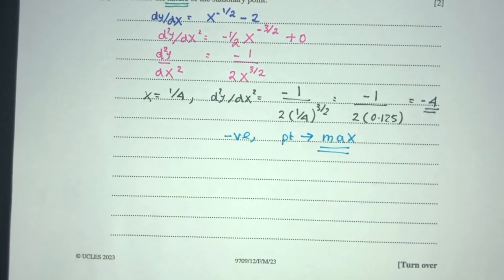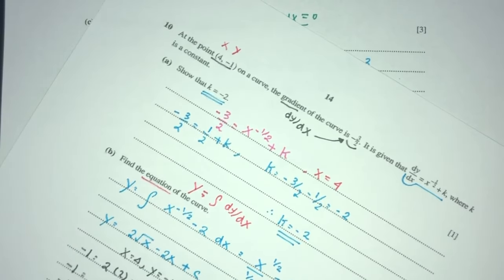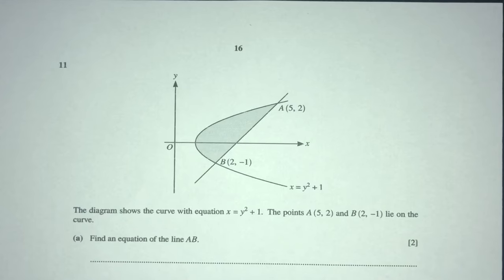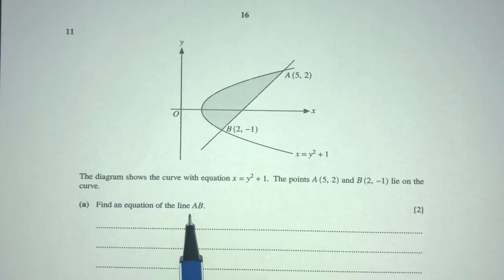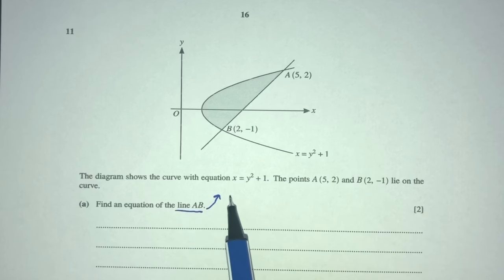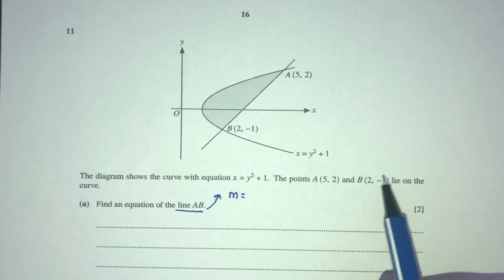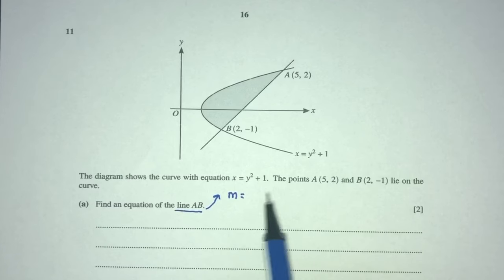Okay, and this is your answer for question number 10. Let's move on to question number 11. This is the last question on this paper. So here we have the diagram showing a curve x equal to y squared plus 1 right here. The points A and B are given to you as well, and we have to first find the equation of line AB. So to find the equation of a line, we first have to find its gradient. So that should be equal to y2 minus y1. So minus 1 minus 3 is minus 3.